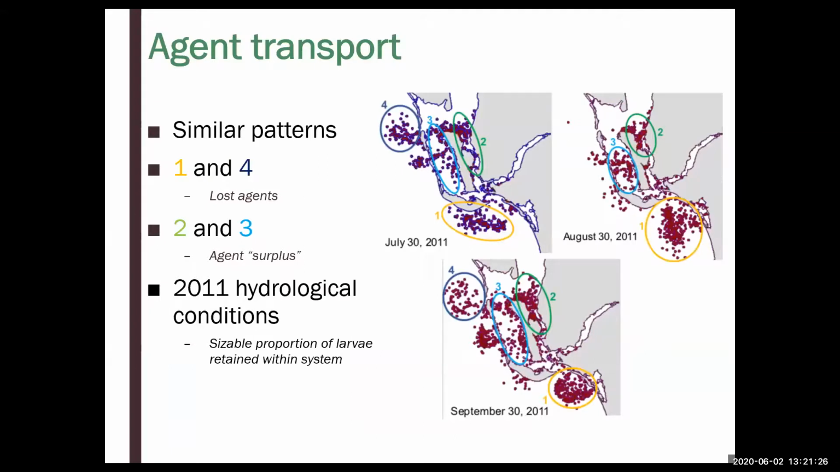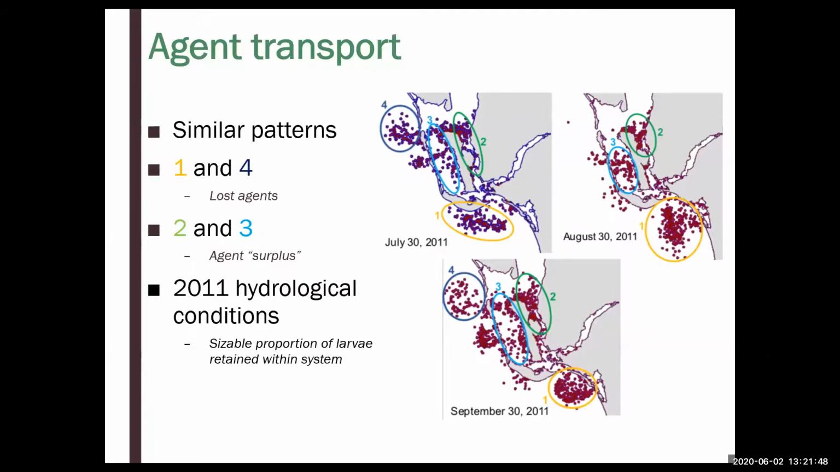Interesting patterns also emerge when we look at the locations of the agents at the end of each simulation. So there are 4 quite distinct patches of agents that occurred in each of the simulations. We considered groups 1 and 4 to be lost agents, because these were agents that were transported out into the Gulf and generally did not return.